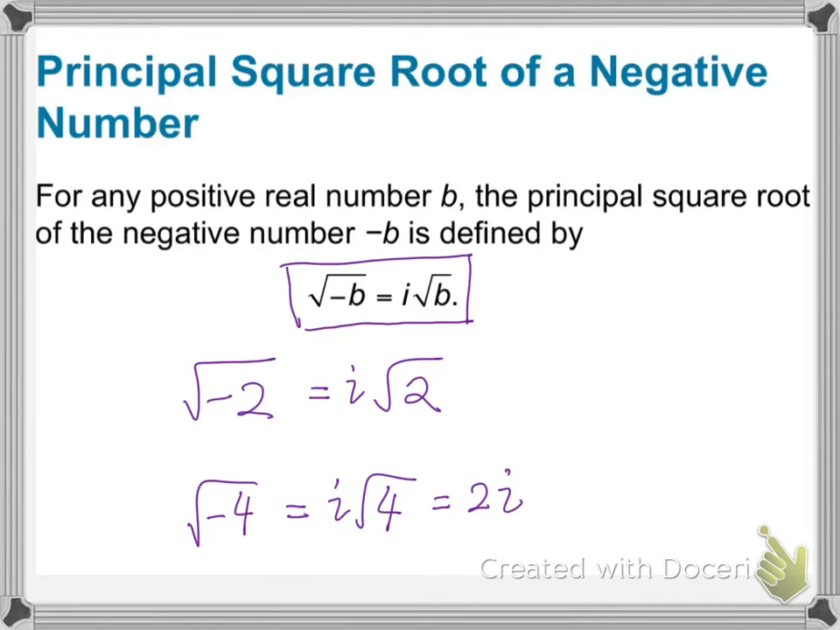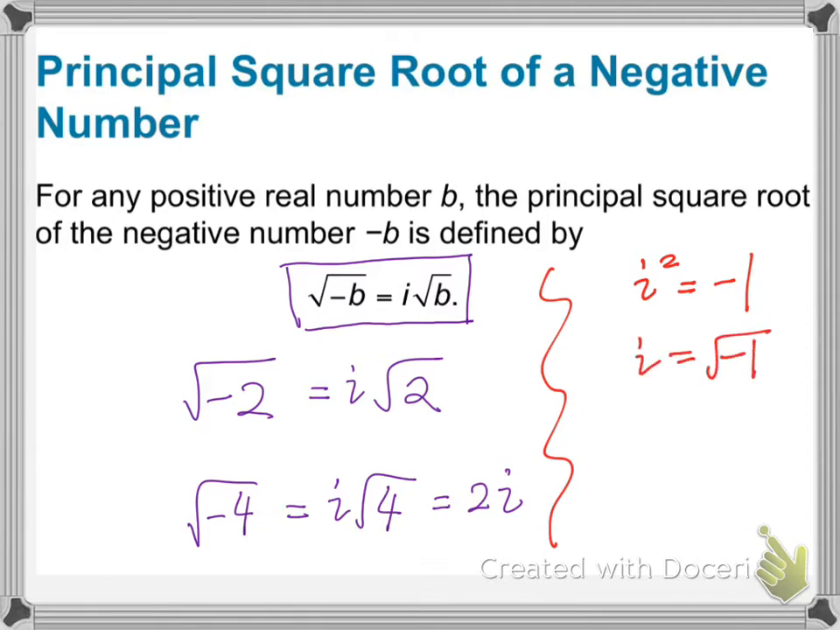Another equivalent way to see this letter i, or the square root of a negative number, is to define i squared as negative 1. So i is an imaginary number. That's why we use the letter i, for imaginary number. i squared is negative 1, so what's the square root of negative 1?